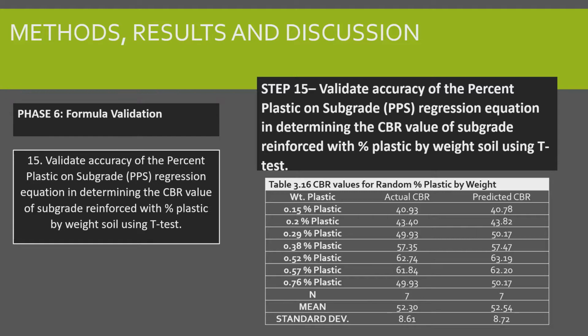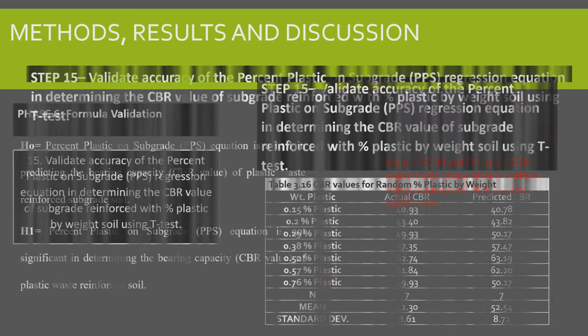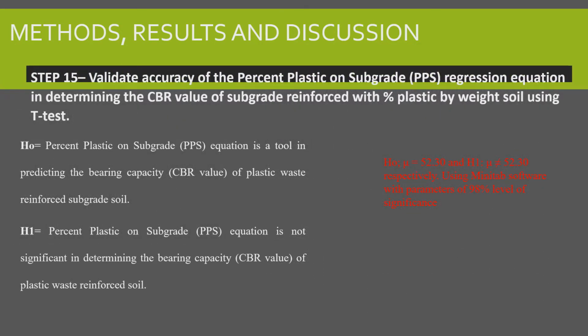The mean CBR that we obtained is 52.30, which will be considered as the experimental CBR value. On the other hand, we used the PPS equation to identify the predicted CBR values of soil samples with different amounts of plastic. Based on the calculation, we obtained a mean of 52.54 CBR value. T-test is then used to validate the accuracy of the PPS equation.